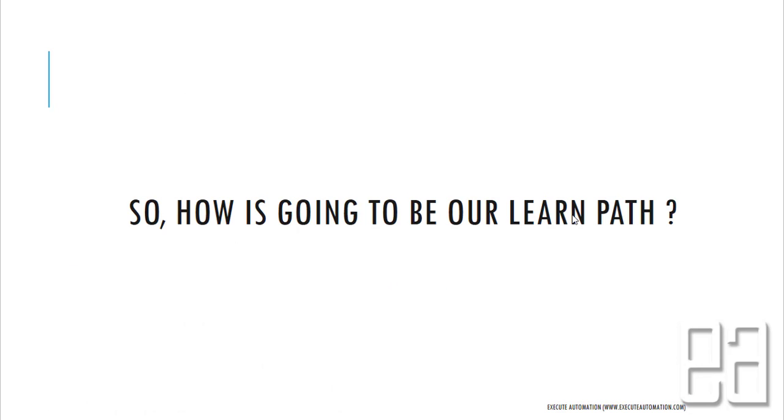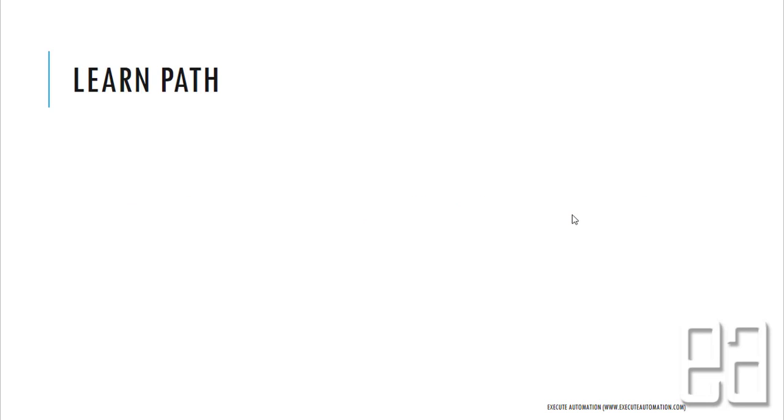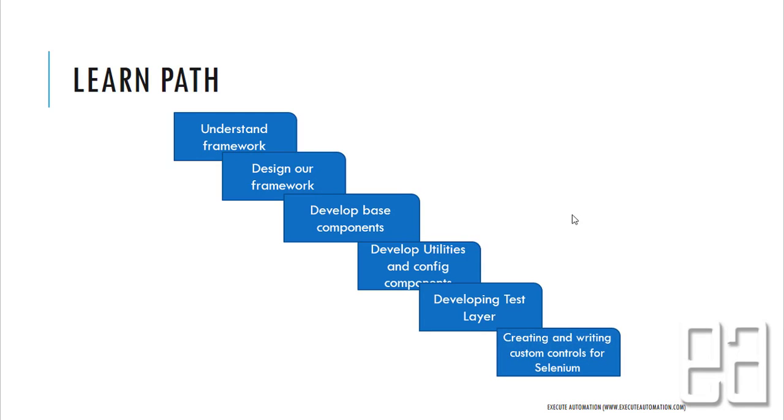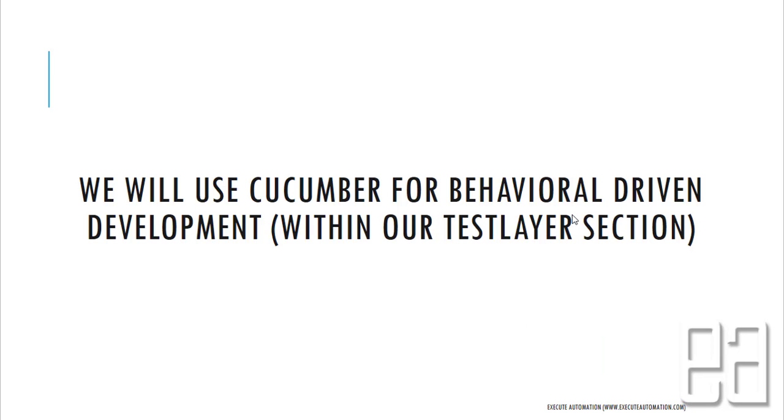So how is our learn path going to be? The learn path is going to be something like this. We will start with understanding the framework and designing our framework. And then we will develop the base components of our framework and develop the utilities and config components for our framework. And then we will switch our attention to the development of the test layer of the application. Once we're done with all these things, then we'll start an all new section for developing and creating our custom control for Selenium. And we will also see how to adapt those custom controls with our existing framework as well as our existing test layer. And we will use Cucumber for behavior driven development within our test layer section.